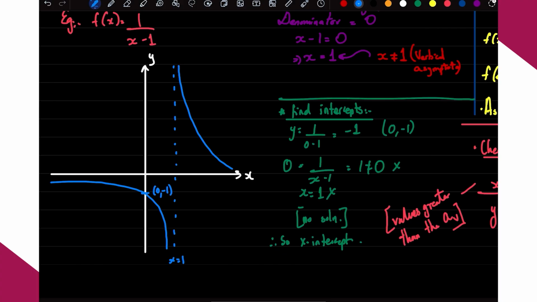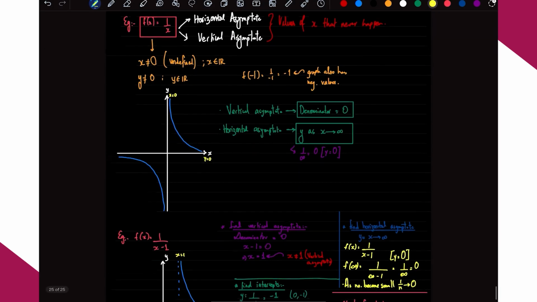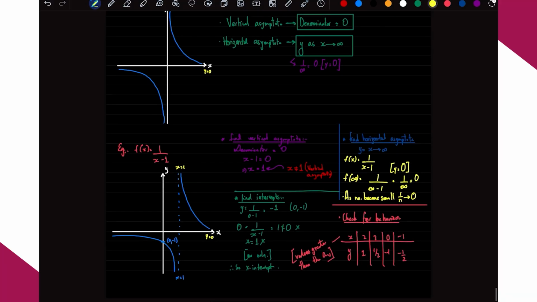And we have our asymptotes, which are going to be the line x equal to 1 and y equal to 0. So these are the asymptotes. So we sketched two very simple looking curves.